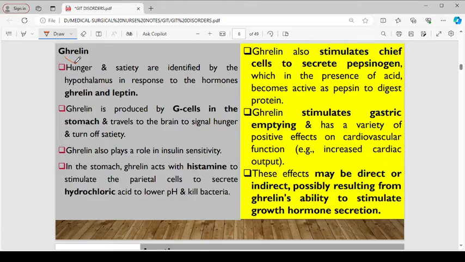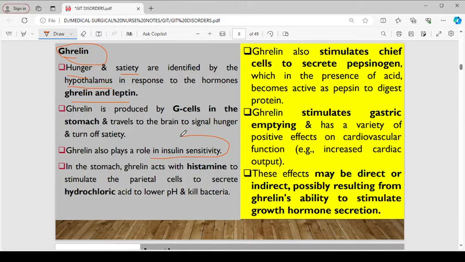So this one will stimulate and is very important in controlling hunger and satiety, which are normally picked up by the hypothalamus in response to these two hormones, ghrelin and leptin. So ghrelin is produced by the G cells in the stomach, and it will travel to the brain to signal hunger and eventually turn off satiety. Ghrelin also plays a role in insulin sensitivity.